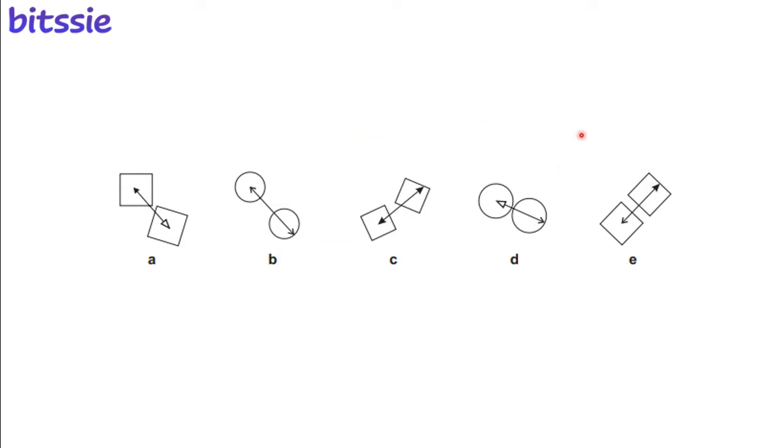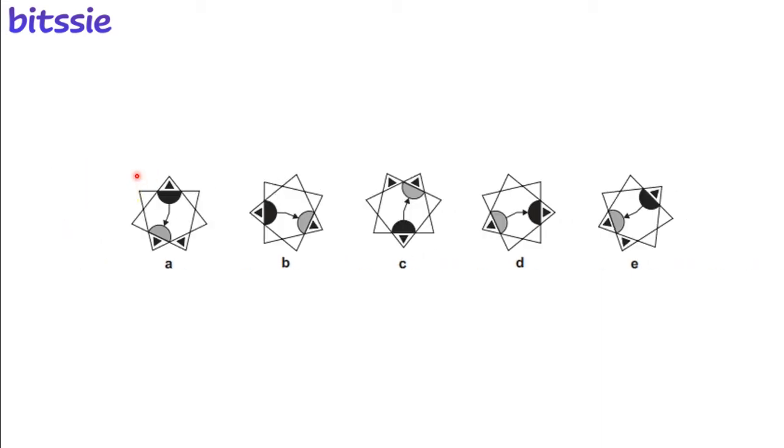Therefore, you might have noticed it by now, and that is that the odd one out is A, because it's the only shape where both arrowheads point to the center of the shapes. Let's look at question 2 now. Here we have some stars, with some semicircles, triangles, and arrows.